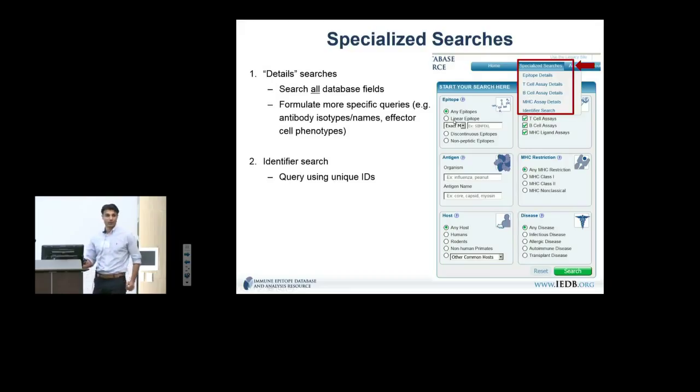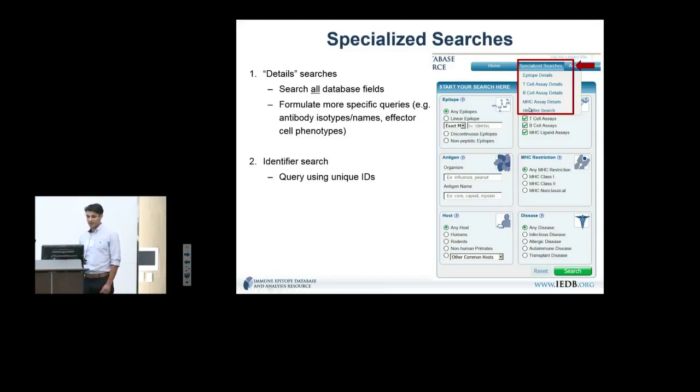So as you've heard this morning, we have quite an abundance of fields that we capture, or that we can capture in the database, in excess of 300. So what the specialized searches and the detail searches in particular allow you to do is to essentially formulate queries that will access each and every one of those fields. So collectively, the specialized searches entail 4 detail searches, which are listed here, beginning with epitope, T-cell, B-cell, and MHC assay details. And then there's an identifier search, which I'll talk about at the end.